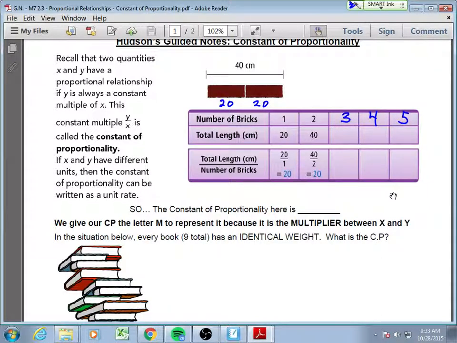I'll give you a minute or so. Check what people have done. Make sure you show the work in this bottom table here, because this is really important. This is the big part of how we find the constant of proportionality.